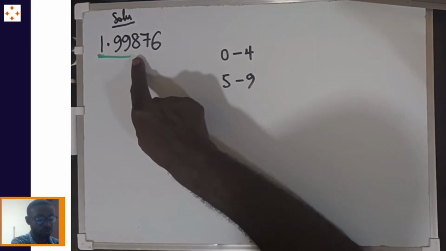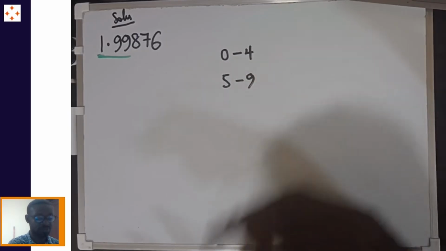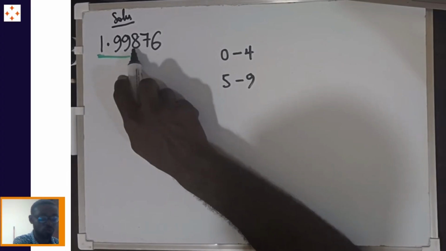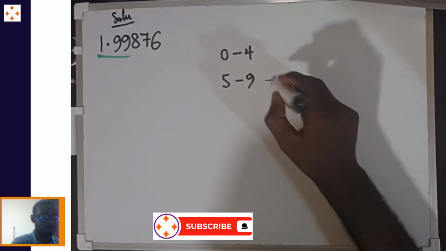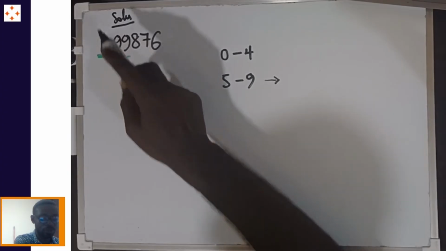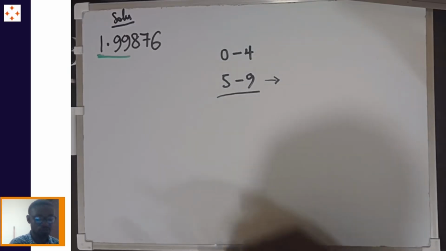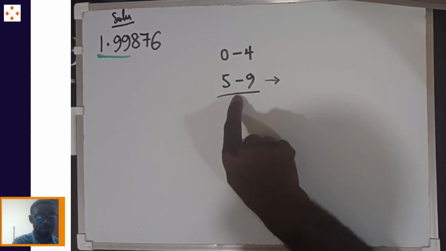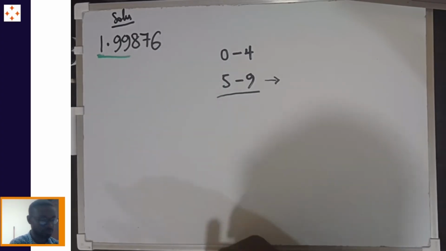If the number to the right hand side of the last significant figure is among this set of numbers, we will leave the number as it is. We won't add 1 to the last significant figure. But if it is among these numbers, then we would have to add 1 to the last significant figure. And we can see here that 8 is part of this set of numbers. So this is 5, 6, 7, 8, and 9. So 8 is definitely part of these numbers. So it means we have to add 1 to the last significant figure.